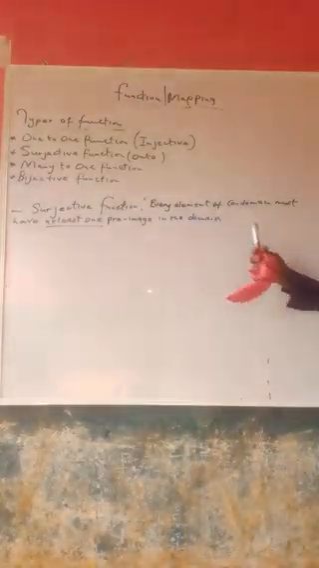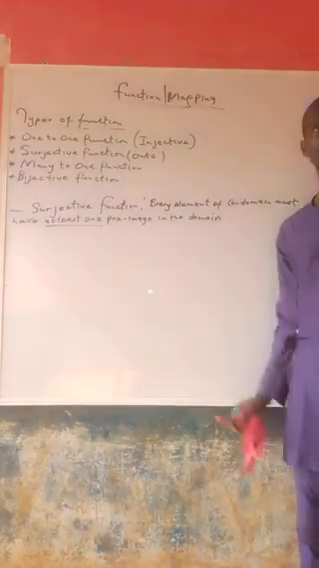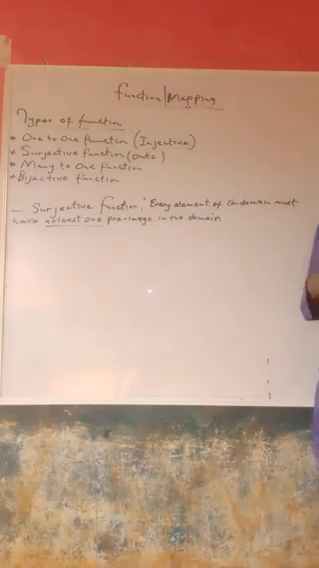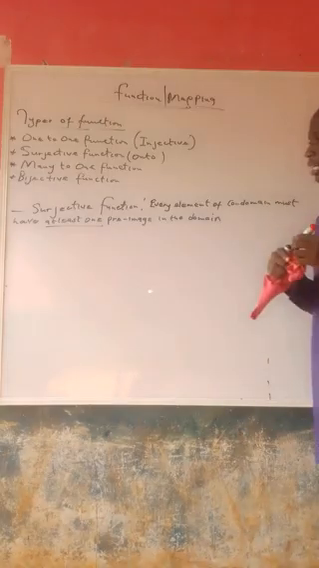Look at this word. I underlined another one which I said at least one pre-image. You can see this word is different from what we make use of in the injective function. So when you are dealing with surjective function, every element of the codomain must have at least one pre-image in the domain. We said at least, that is at least, not distinct this time around.